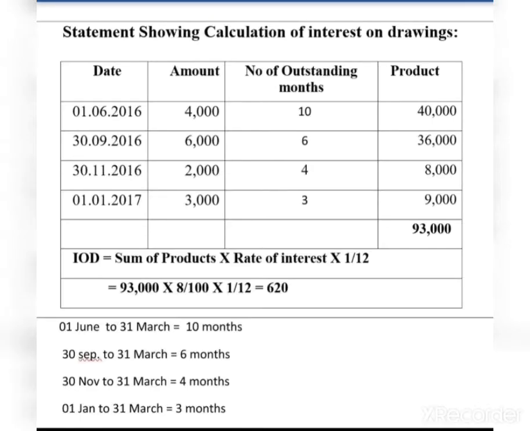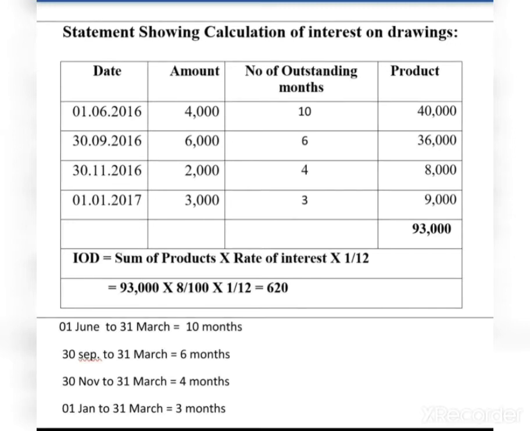Before I start to solve the problem, we need to understand the formula of interest on drawings. So what is the formula? Interest on drawings is equal to sum of product into rate of interest into 1 by 12. So here we need the sum of product and the rate of interest. The rate of interest we know already, so we have to find out the sum of product.